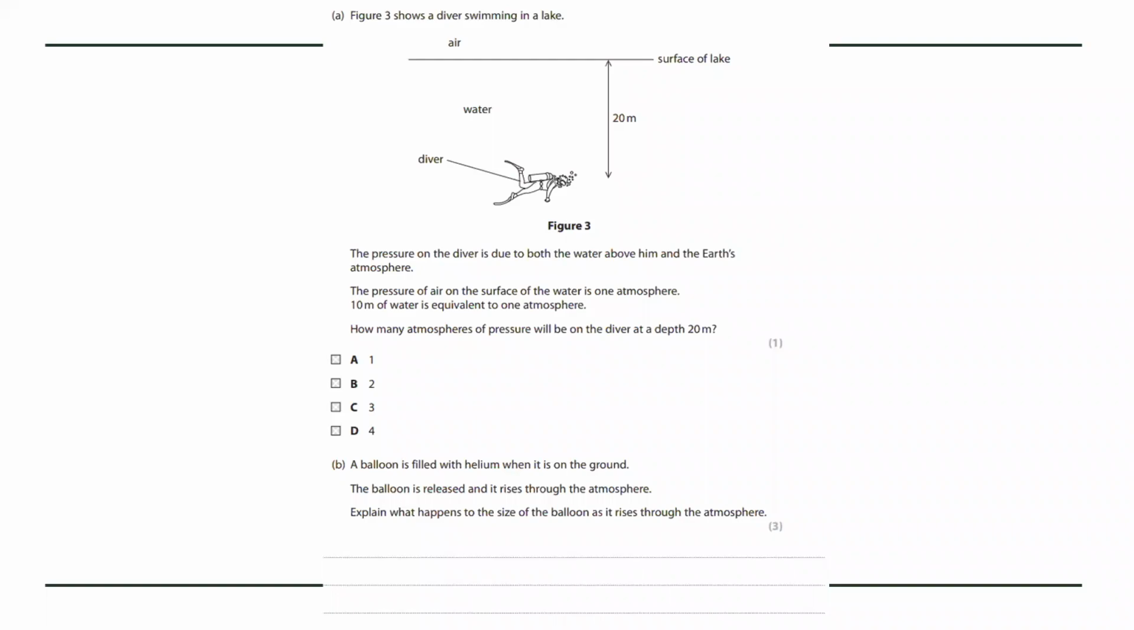Figure 3 shows a diver swimming in a lake. So we've got the surface of the lake, air above, water, 20 metres, diver. The pressure on the diver is due to both the water above him and the Earth's atmosphere. The pressure of air on the surface of the water is 1 atmosphere. How many atmospheres of pressure will be on the diver at a depth of 20 metres?